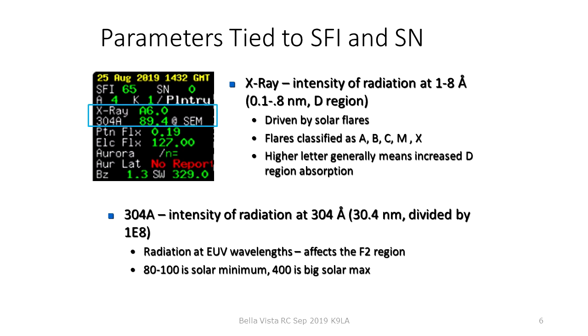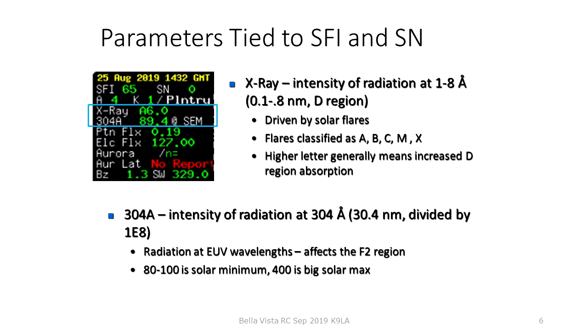The 304A, that's the intensity of radiation at 304 angstroms. That translates to 30.4 nanometers, and the number displayed is divided by 1 e to the 8th, 1 times 10 to the 8th. So to get the true intensity, you have to multiply that 89.4 times 1 times 10 to the 8th. Now, if you remember, 30.4 nanometers is what ionizes the F2 region. So that's a good indication of what's going on with the F2 region.